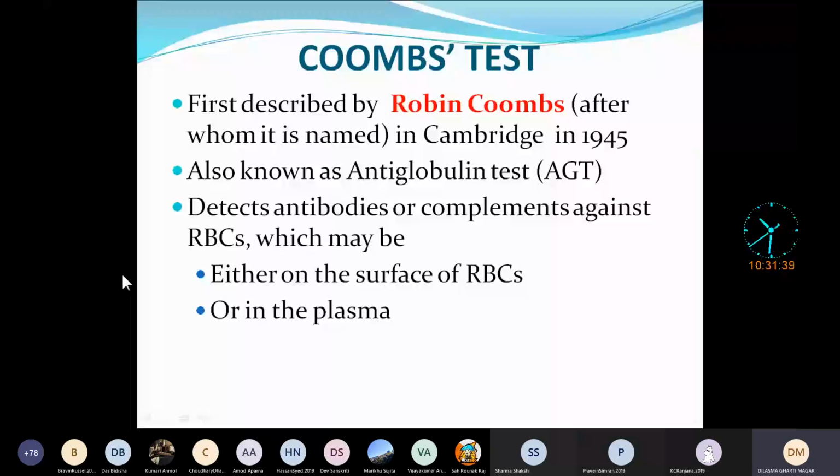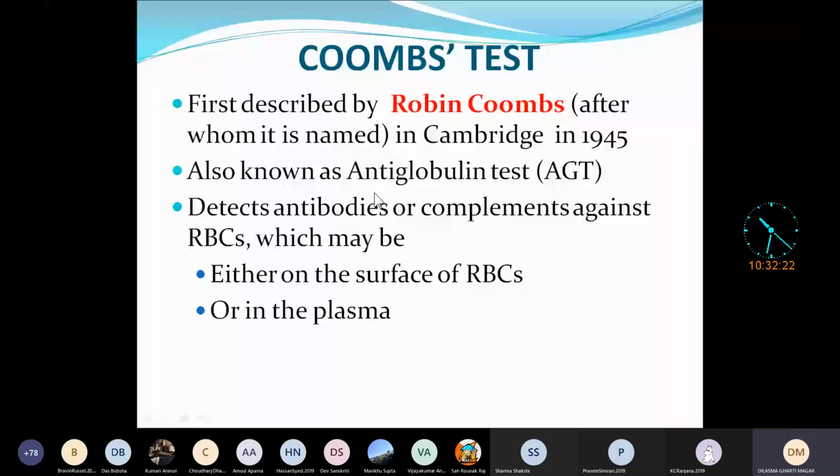So now we'll come to the Coombs test. The Coombs test was first described by Robin Coombs, and to honor him, this test name was given as the Coombs test. Understood here? Robin Coombs in Cambridge introduced this test, he was the one to do this test first in Cambridge in 1945. So to show respect to him, the test is known as the Coombs test. Understood here? It is also known as the antiglobulin test.